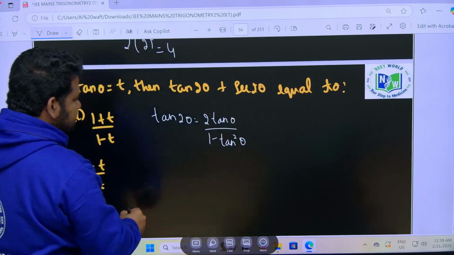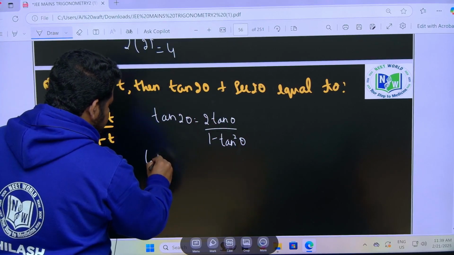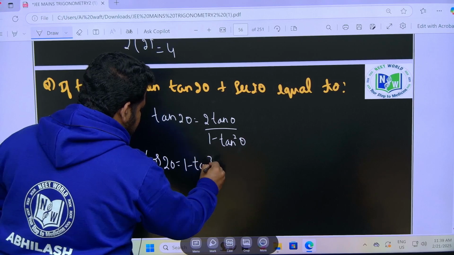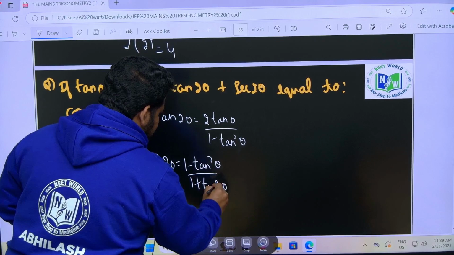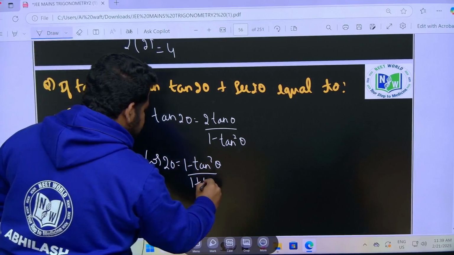Another thing you must know is, in terms of tan, how you can write cos 2 theta. Cos 2 theta can be written as 1 minus tan square theta by 1 plus tan square theta.